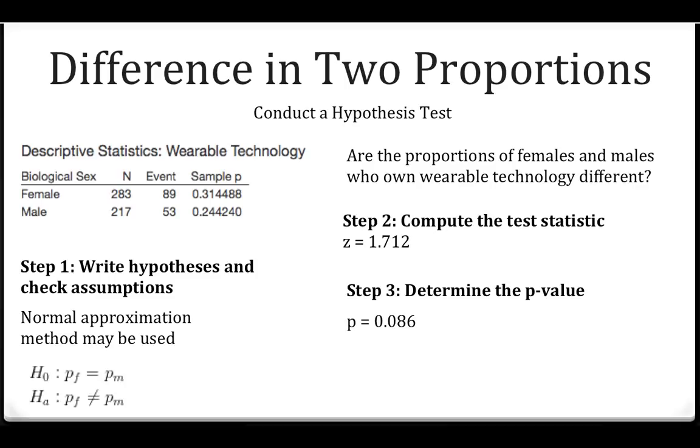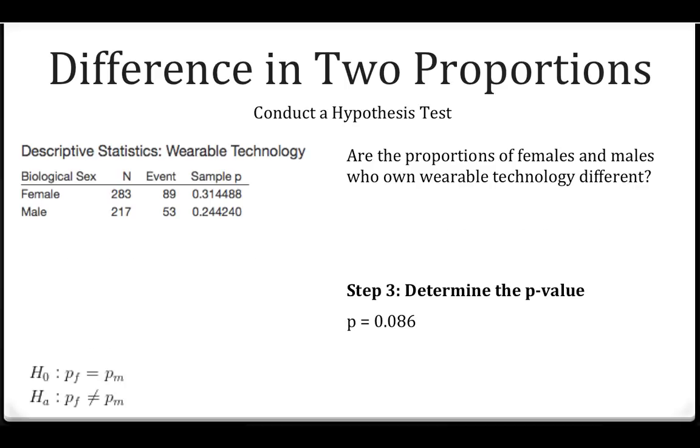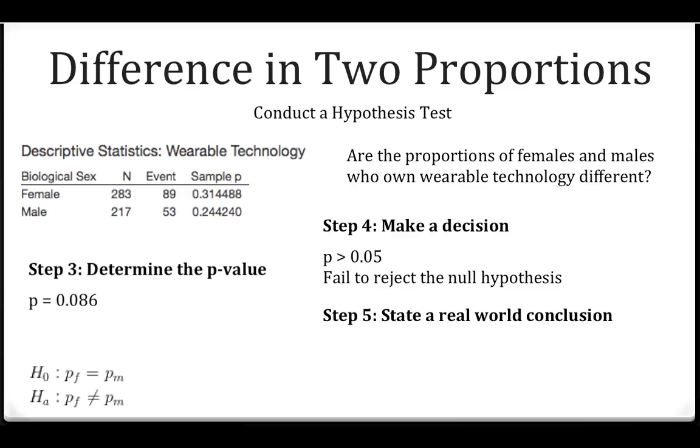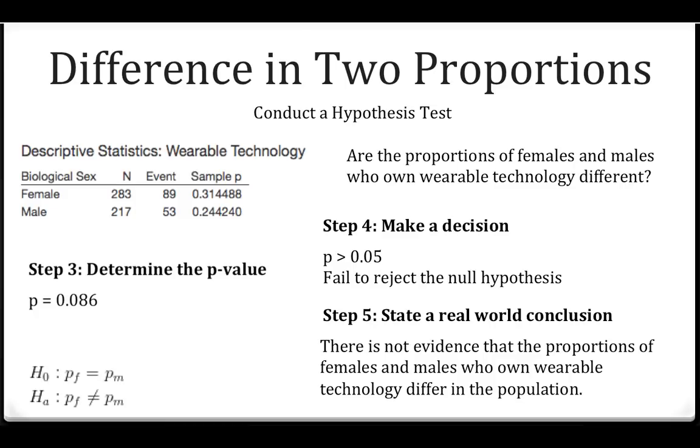Now that we have our p-value, we can move on to step 4. Make a decision. Our p-value is greater than our standard alpha level of 0.05, so we will fail to reject the null hypothesis. And step 5, state a real-world conclusion. We failed to reject the null hypothesis, so there is not evidence that the proportions of females and males who own wearable technology differ in the population. In other words, our results are not statistically significant.